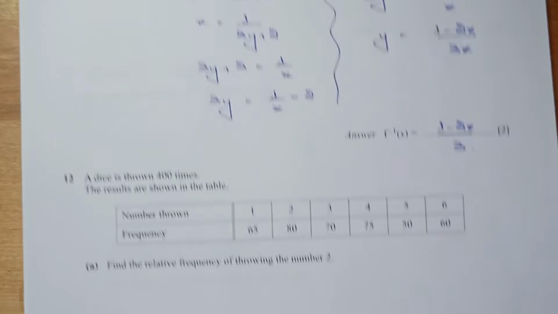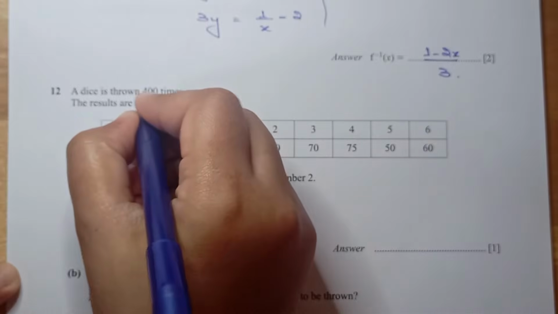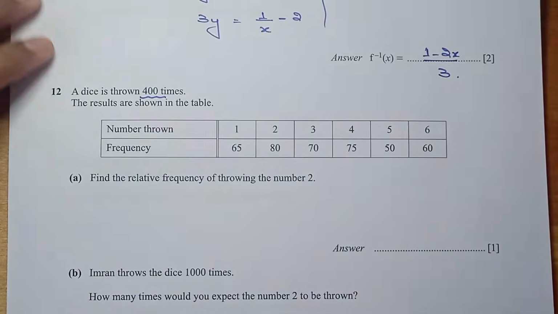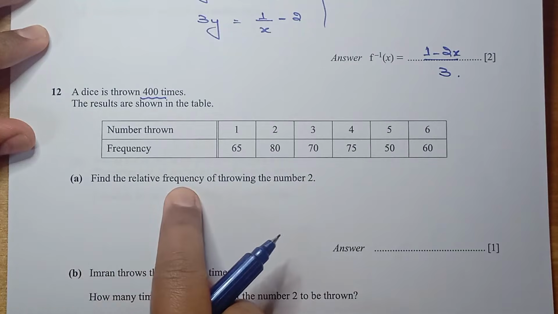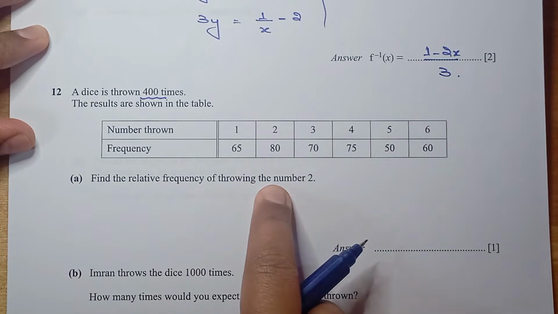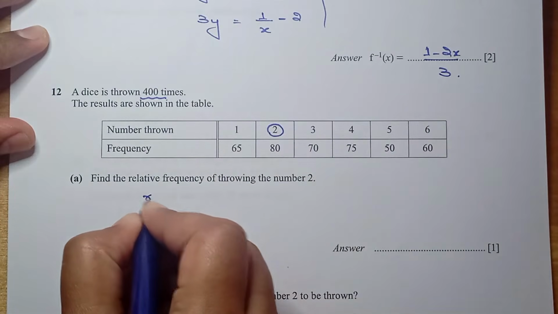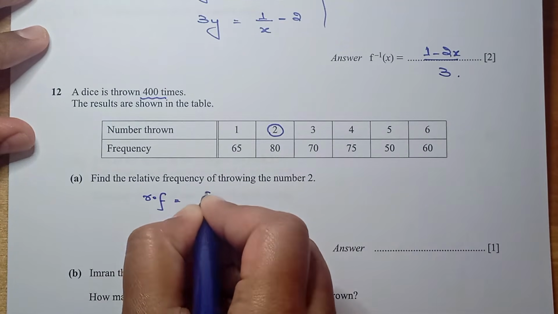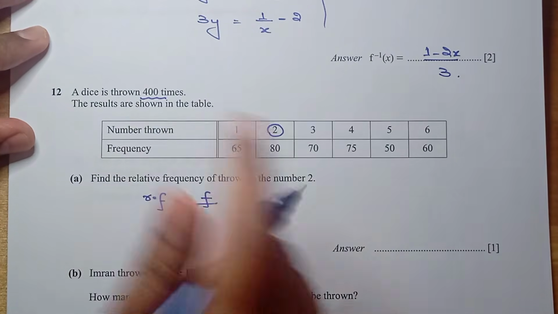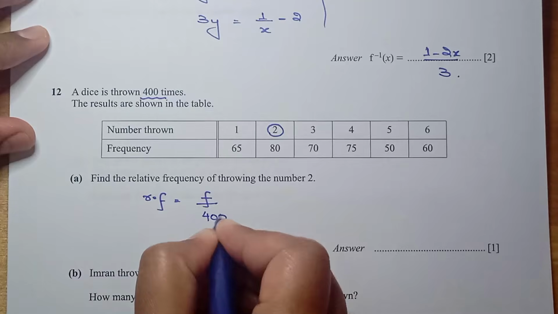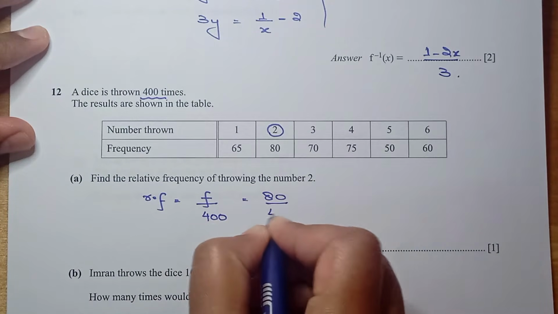Okay. Now question number 12, a dice is thrown 400 times. The results are shown in the table, number of throws and the frequency. In the A part, find the relative frequency of throwing the number 2. So for throwing a number 2, the relative frequency is basically equal to frequency over number of throws. So the total number of throws is 400. And for number 2, the frequency is 80. So the answer is 80 over 400.